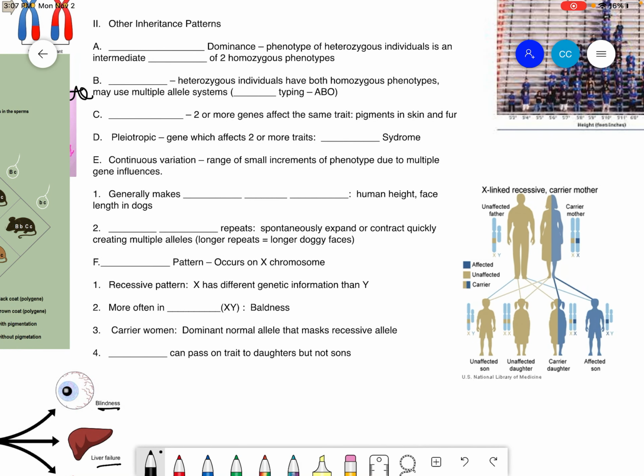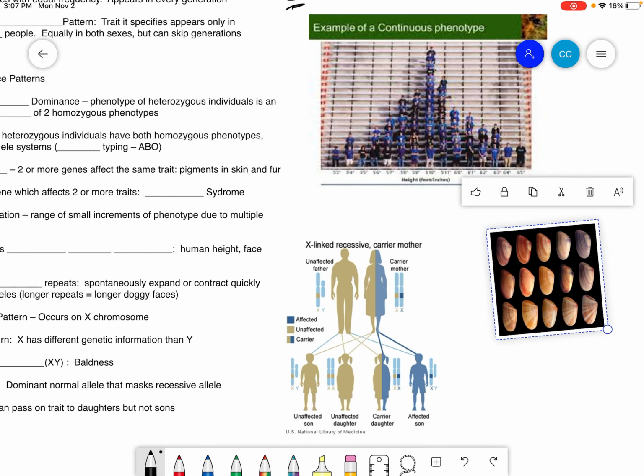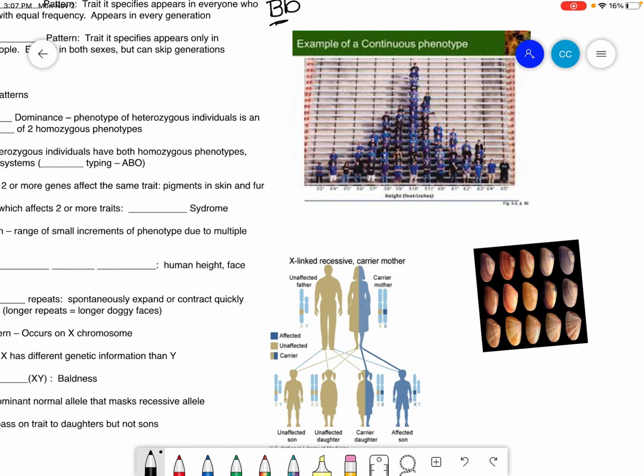Then you have continuous variation. Now, in continuous variation, you have a variation that can have different little changes along the line. So it says a range of small increments of phenotype due to multiple gene influences. So this generally makes a bell-shaped curve. You can see a beautiful bell-shaped curve here in this human height diagram. It comes up and comes back down. So you're going to have some on one end of the range, some on the other end of the range, but you're going to have a lot of individuals in the middle.